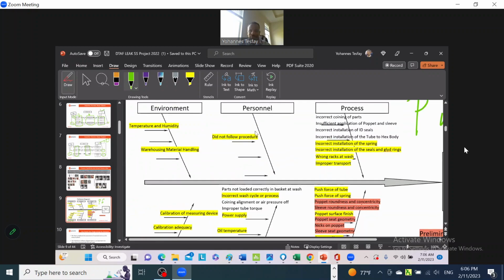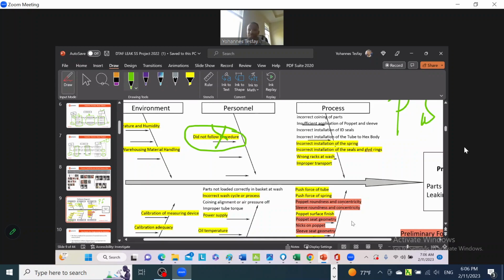Then personnel, procedure. They do not just follow the procedure, because they are well trained. Process, incorrect coining. This is an ME problem, manufacturing engineering. Insufficient application of puppet and sleeve. Incorrect installation of ID shields. Okay? That's a part of this one.